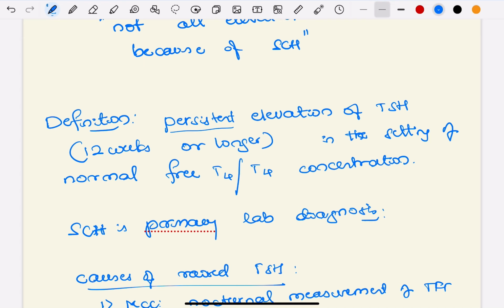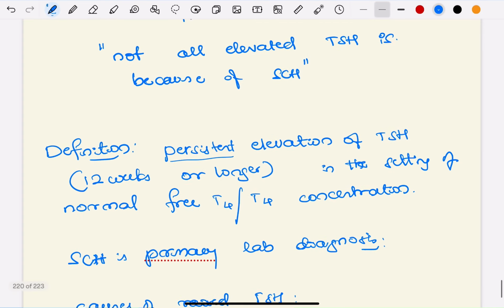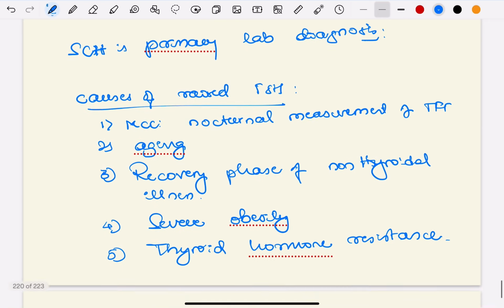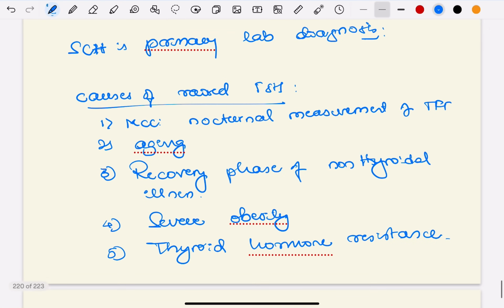Okay. So in the beginning, I made one statement here. Not all elevated TSH is because of subclinical hypothyroidism. So you should know the causes of elevated TSH levels. So what are the causes of elevated TSH? The causes of elevated or raised TSH include, the most common being, nocturnal measurement of TFT.